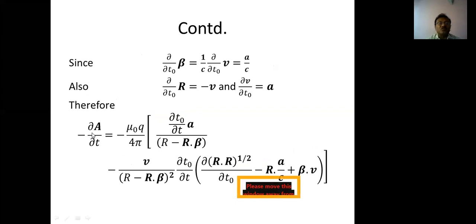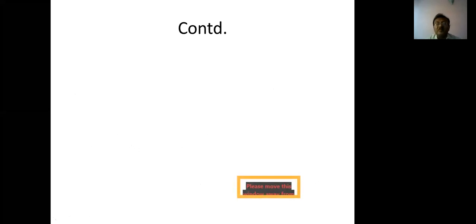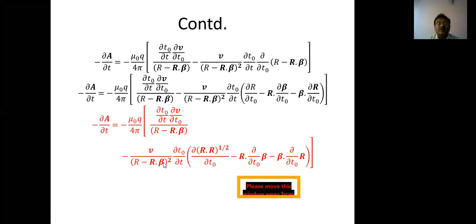So it is minus ∂/∂t, minus μ₀q/4π. Okay, so ∂v/∂t₀ was a, so that is a there, and it is nothing but r minus r·β. And here minus v over this is (r - r·β) squared. That's the same thing as we have there. Is anything changed there? Okay, so we just changed a couple of things inside this square bracket.